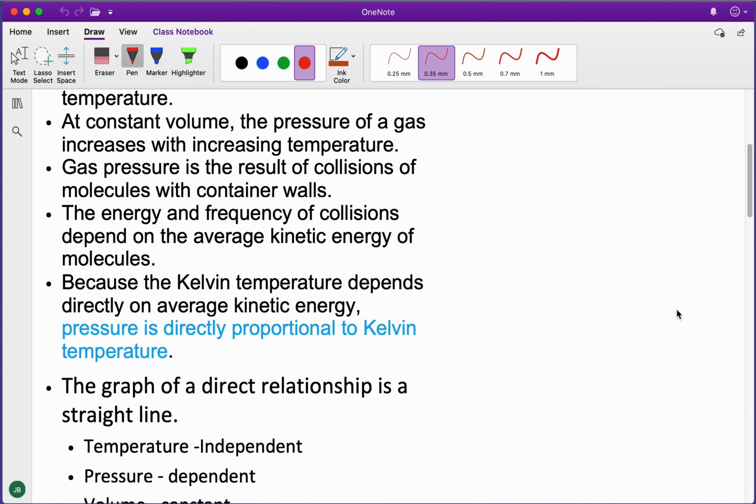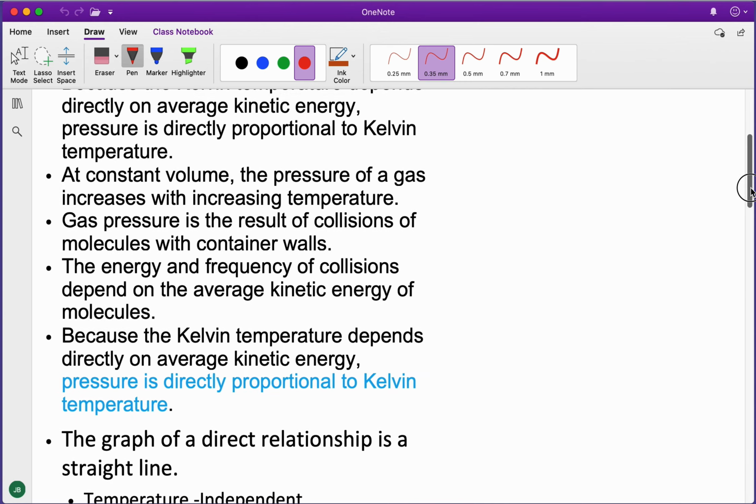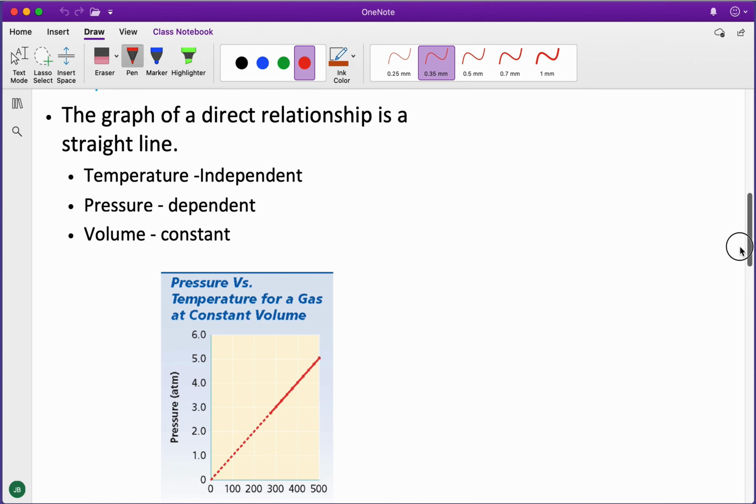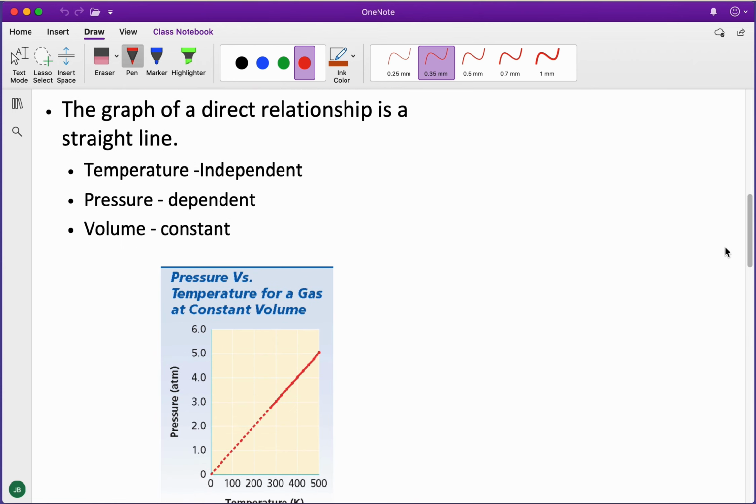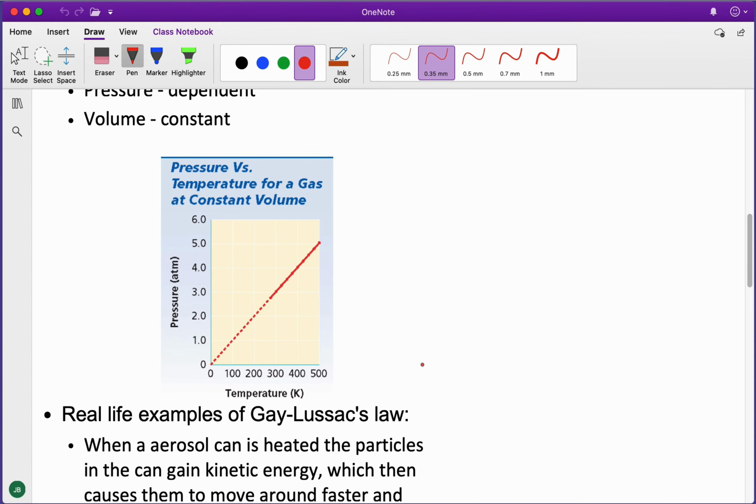Gas pressure is the result of collisions of molecules with container walls. Because the Kelvin temperature depends directly on average kinetic energy, pressure is directly proportional. So once again, because of this direct relationship between temperature and pressure, we see that we have a graph that makes a nice, pretty, straight diagonal line that increases as you move to the top right of your graph. Temperature is on the x, pressure is on the y.